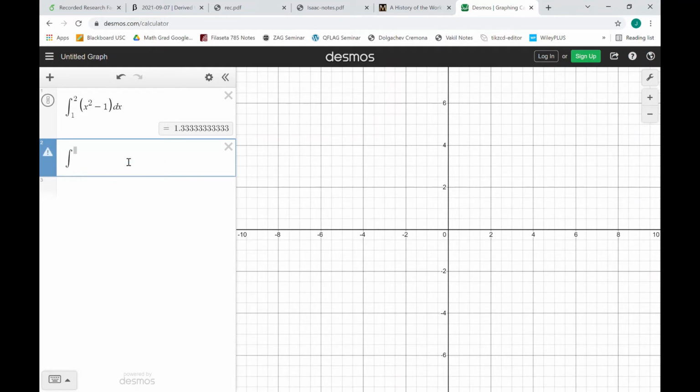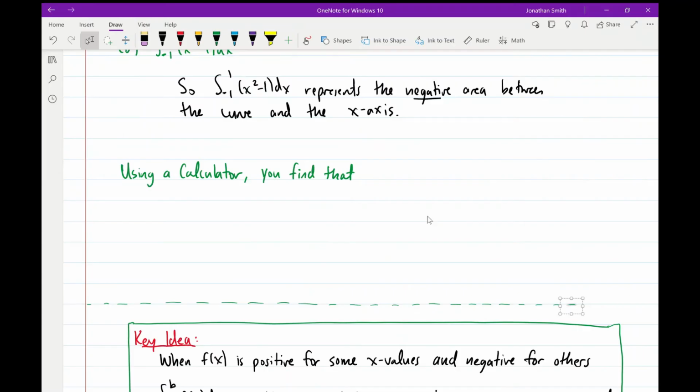And now let's look at the integral from negative 1 to 1 of x squared minus 1 dx. And notice in this case we get a negative 1.3. And again, this is expected because this second integral was represented by the area between the function and the x-axis while the function was negative. So coming back to OneNote, let's write down these results.